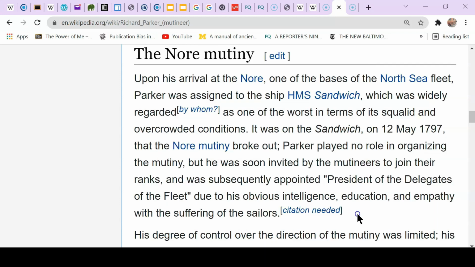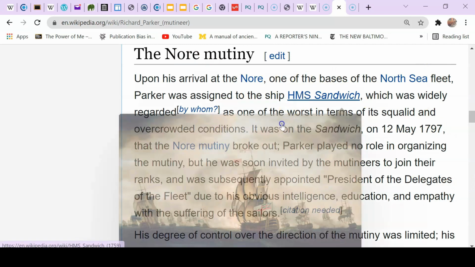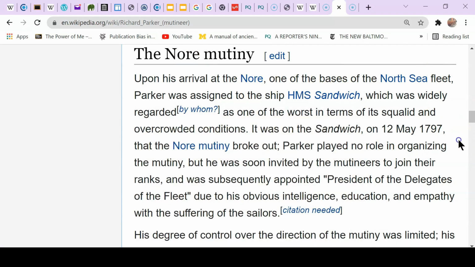Right? And the ship that he was assigned to is this HMS Sandwich, which was widely regarded as one of the worst in terms of its squalid and overcrowded conditions. Right? And it was on the Sandwich that on May 12, 1797, the Nore Mutiny broke out. And the Nore was one of the bases of the North Sea Fleet. I'm guessing, the way the story plays out, somewhere near the mouth or base of the Thames. The mutiny breaks out on the Sandwich on the 12th of May, right?